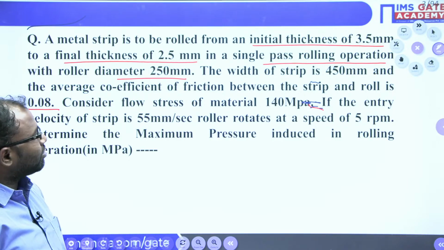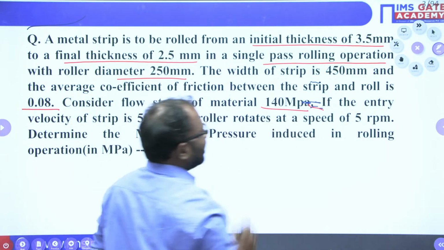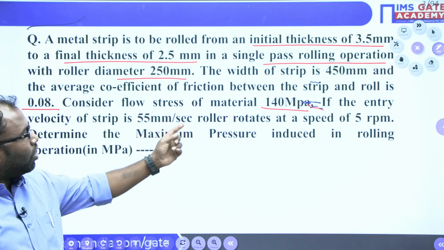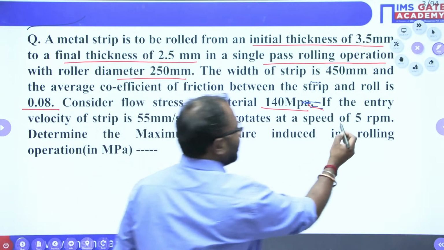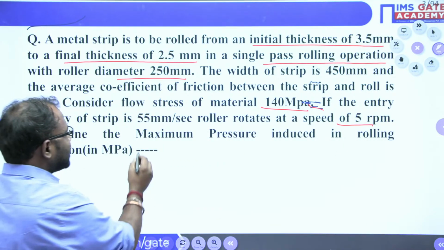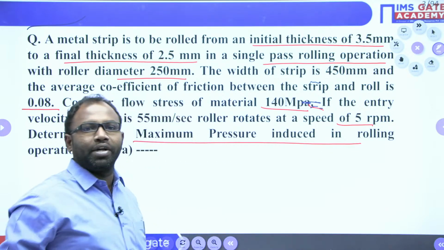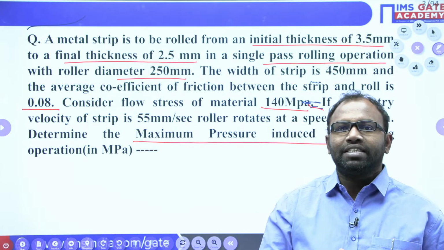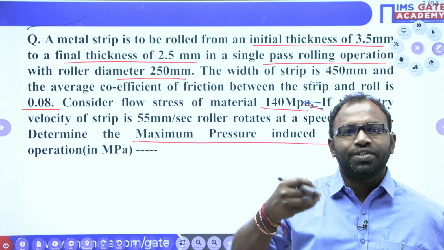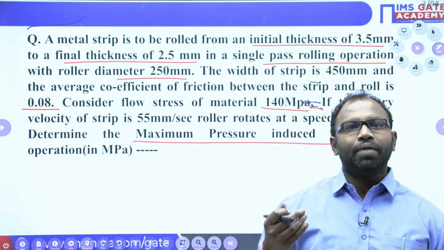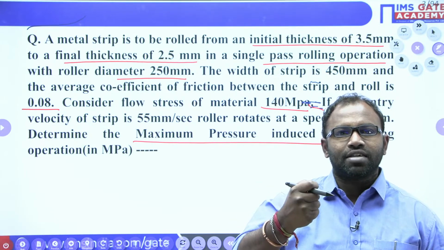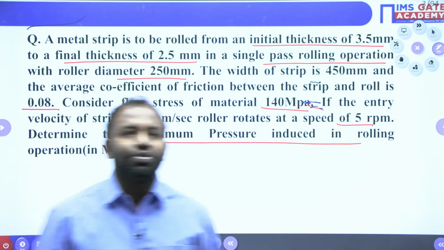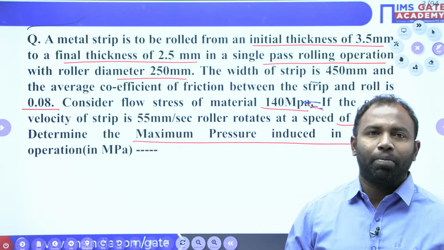Consider the flow stress of material is 140 megapascal, and the entry velocity of the strip is 55 mm per second, roller rotates at a speed of 5 rpm. Determine the maximum pressure induced in the rolling operation. Clear everybody? So here they gave the initial thickness and final thickness, roller diameter, coefficient of friction, workpiece width, and average yield stress. Now we have to find the maximum pressure which is induced in the rolling operation.